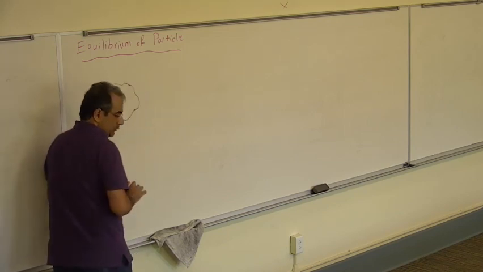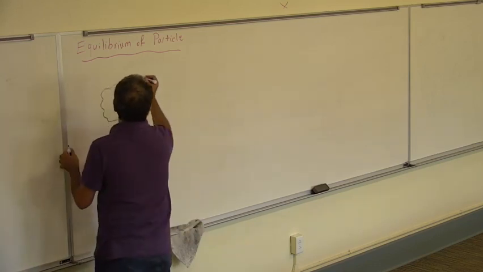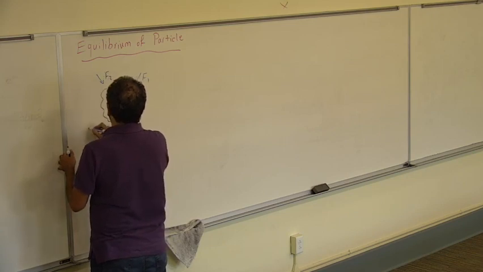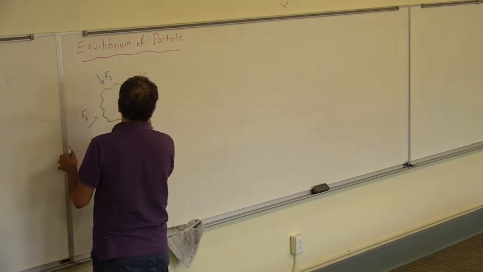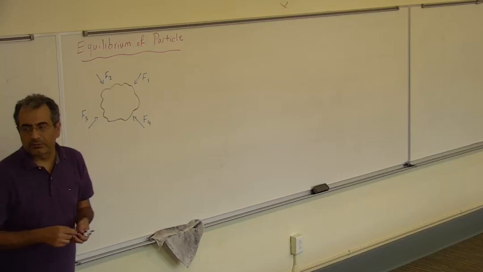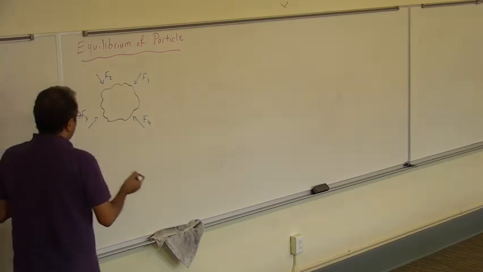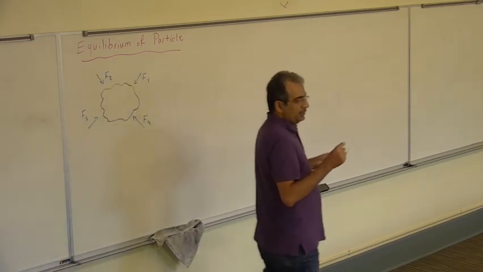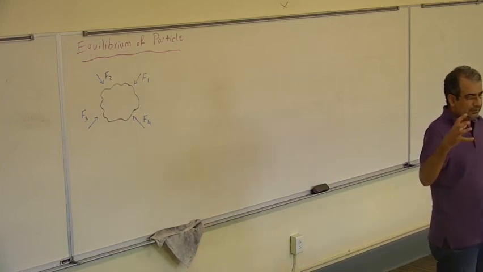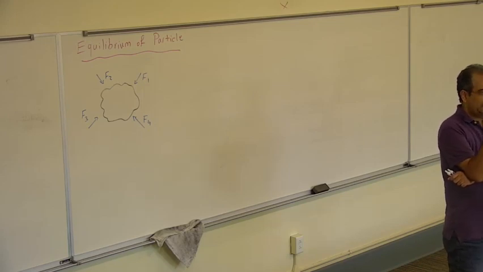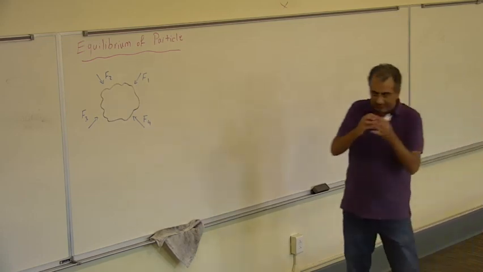So if I have the object like this, and assume there are some forces applied on that object: F1, F2, F3, F4. So I have an object with some forces applied on it. Or I have a particle. Remember what a particle is? A particle is when I can concentrate the mass in a single point. So everything is going to be in that single point.